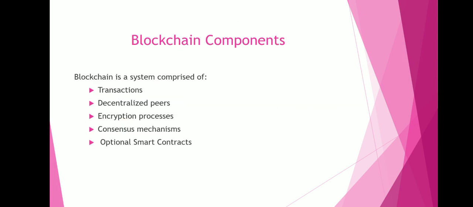Here we have the blockchain components. Let me discuss what they are. What are the things present in a blockchain system? Blockchain consists of transactions, decentralized peers, encryption processes, consensus mechanisms, and optional smart contracts.